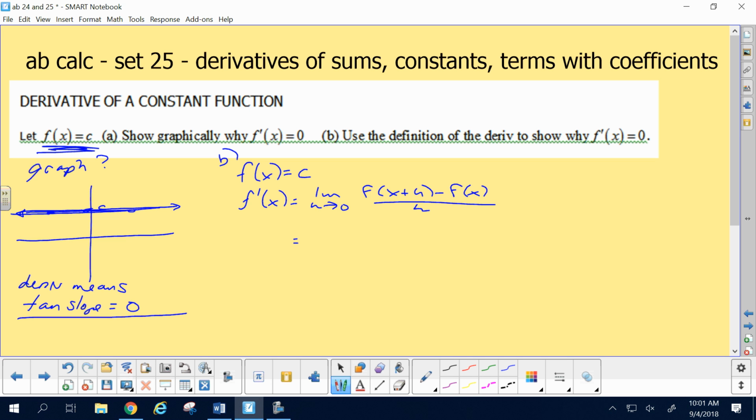Let's show it analytically, let's prove it. So starting from the definition of the derivative, if I put x plus h into a constant function, what do I get? Okay. F of x equals 3. What's f of x plus h?